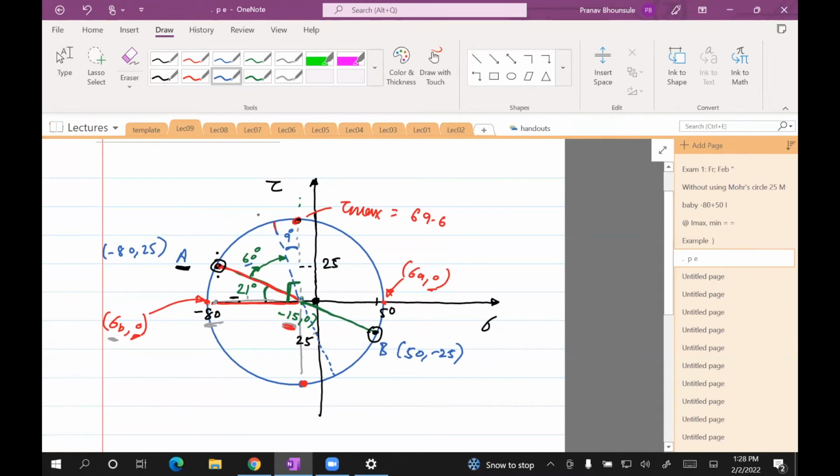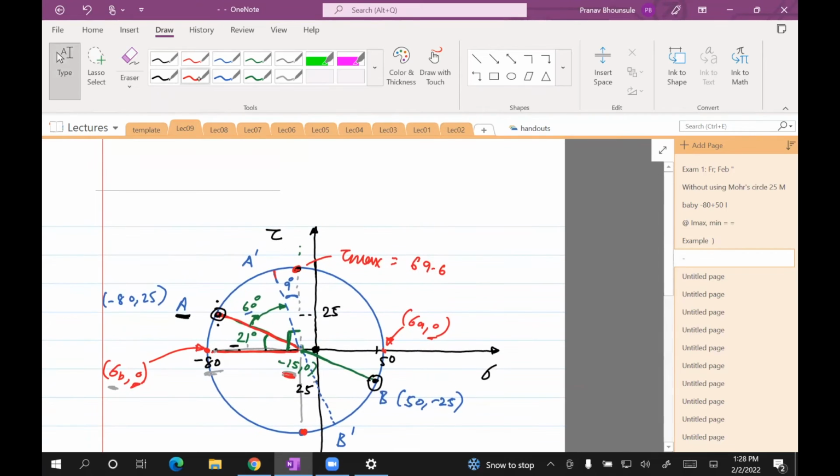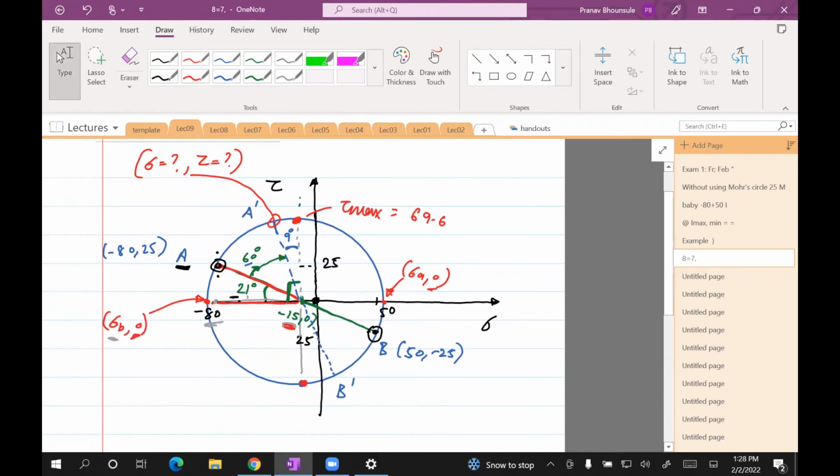Let me just call that face A prime. So when A is rotated by 30 degrees, we get A prime, and then clearly B will also rotate because A and B are connected, they're right angles. Okay, so we got that. Now let's try to identify the stress here. What we're interested in is finding the stress on the x-axis, and the shear stress. So what we'll do is use trig to do this.